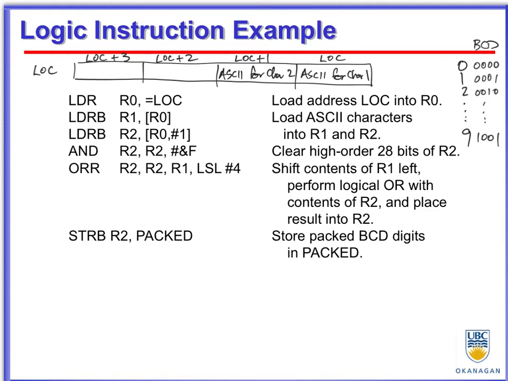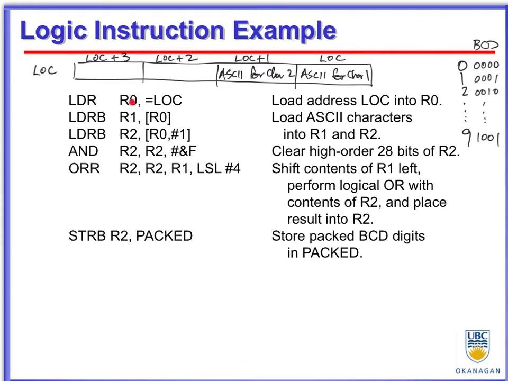R0 will hold a memory address. It'll hold the memory address LOC. Okay, and you can read more about why this is a pseudo instruction in appendix D of the textbook. But all we need to know right now is that when we have an equal sign, that tells the assembler this is a big address, and you're going to put that address into R0. And this is a very common way in ARM code of moving an address into a register like this.